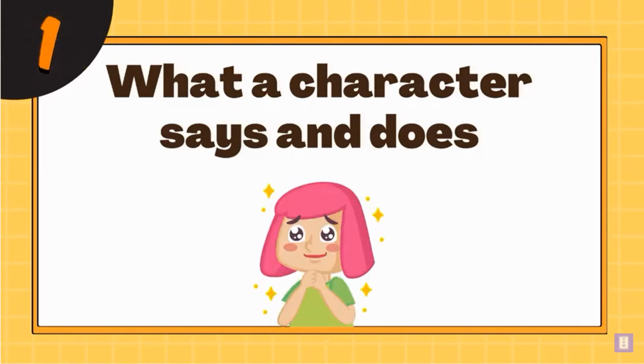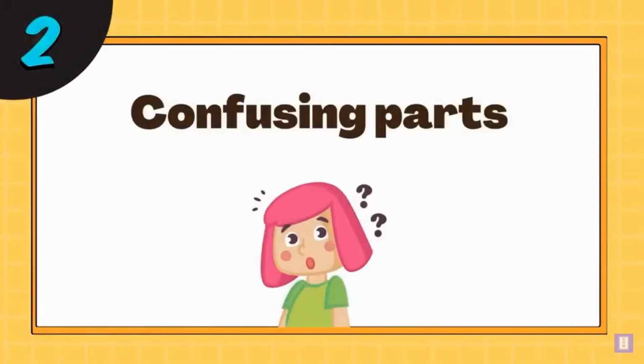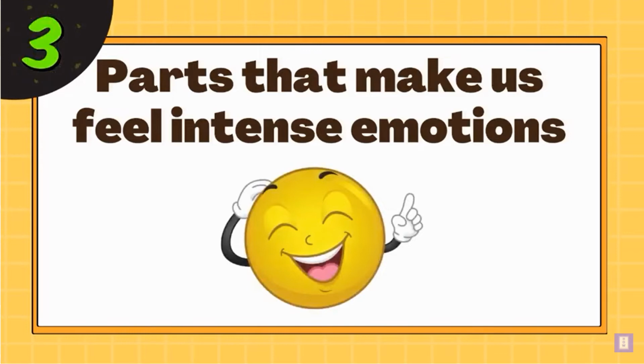Number 1. What the character says and does. Sometimes we really like what the character has said or done. Sometimes we don't. That can make us react as a reader. Number 2. Confusing parts. We also react when we don't understand some parts of the story. Number 3. Parts that make us feel intense emotions. Funny, scary, sad, and surprising parts, and even those that can make us feel angry tend to make us react.